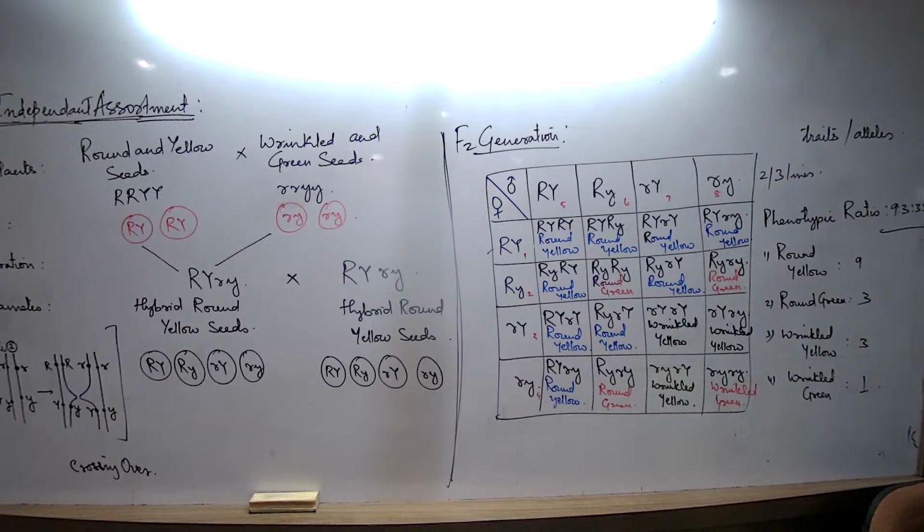On selfing, meaning self pollination, when the F1 plants are selfed. On selfing, you will get this word in your paper: selfing. On selfing, F2 plants were obtained. That is the question. Now write down all the questions whose answers you have to write.